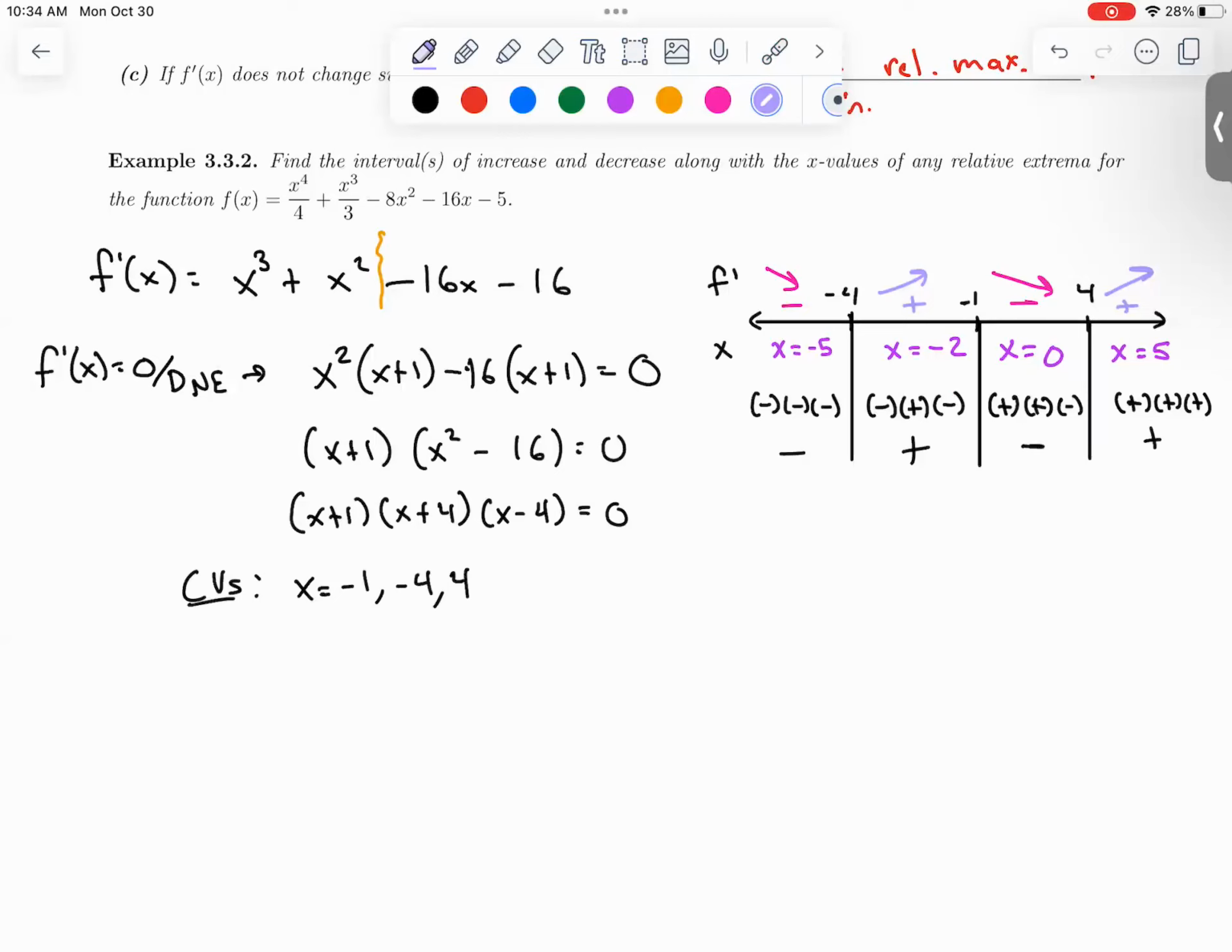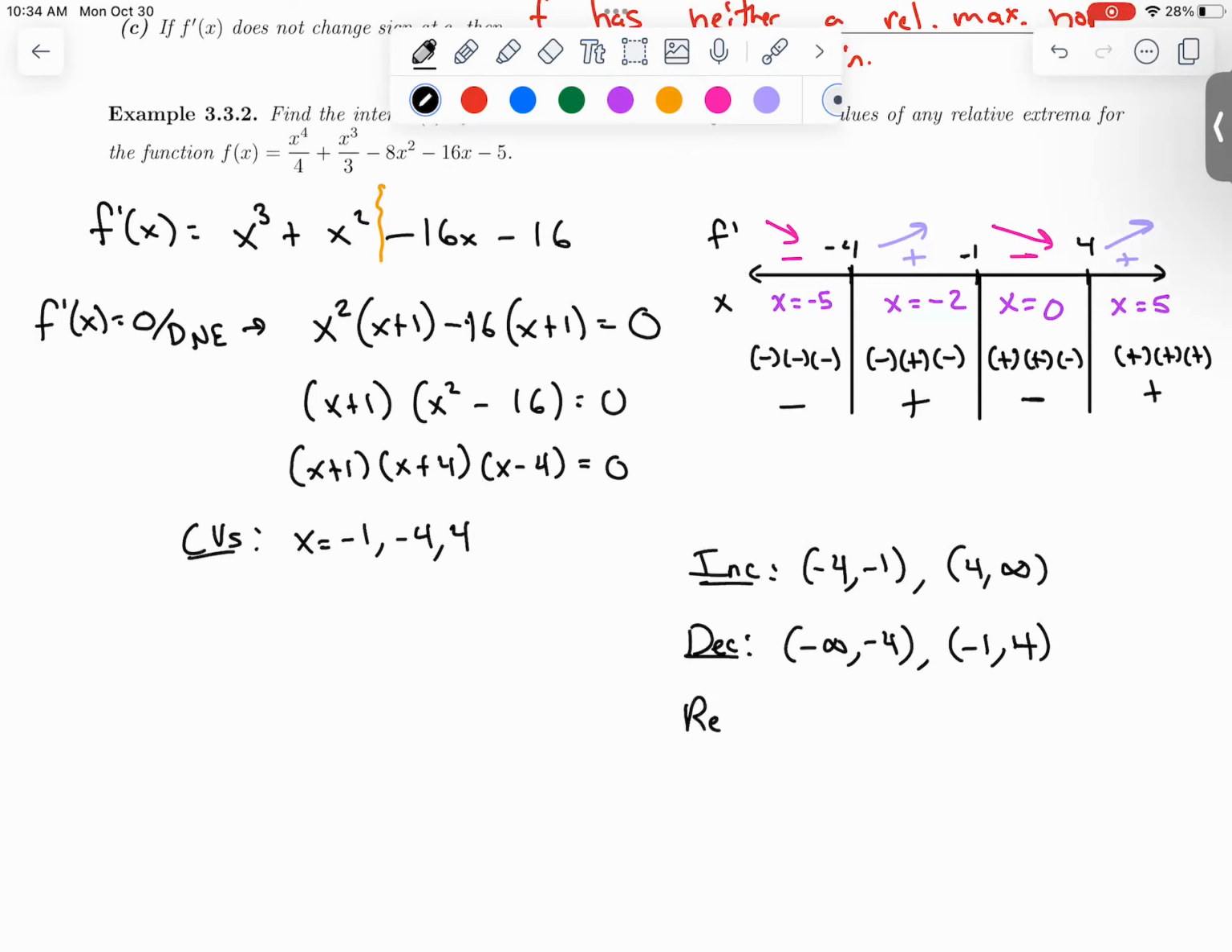Just plug in the test value, whatever number you get, look at its sign, write down the sign. So if you plug in -5, you should get -4 times -1 times -9. So -4 times -9, you should get -36. That's a negative, so you'll write a negative there. That's another way to do the same thing. And so we write our intervals of increase. We're increasing on -4 to -1 and 4 to positive infinity. We're decreasing from -infinity to -4, comma, -1 to 4.